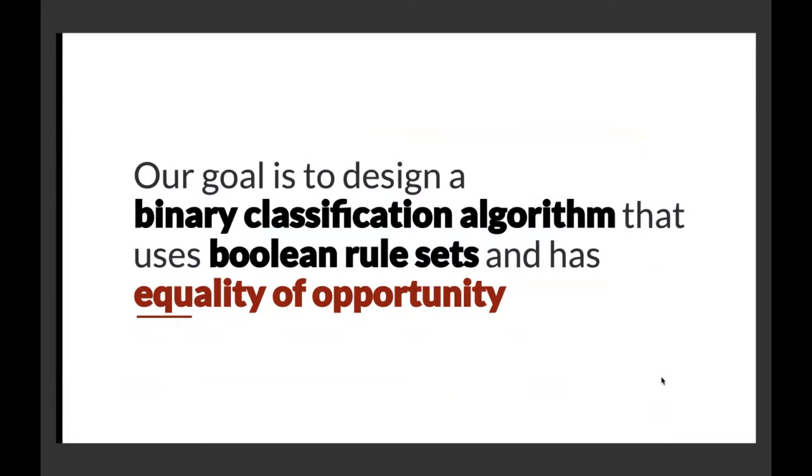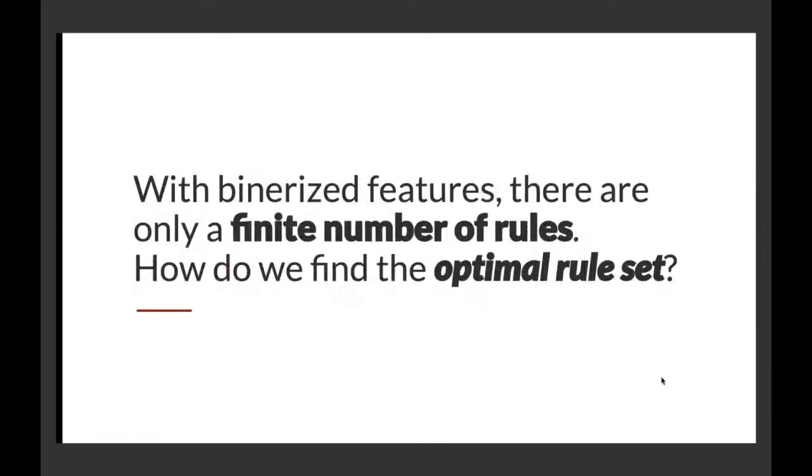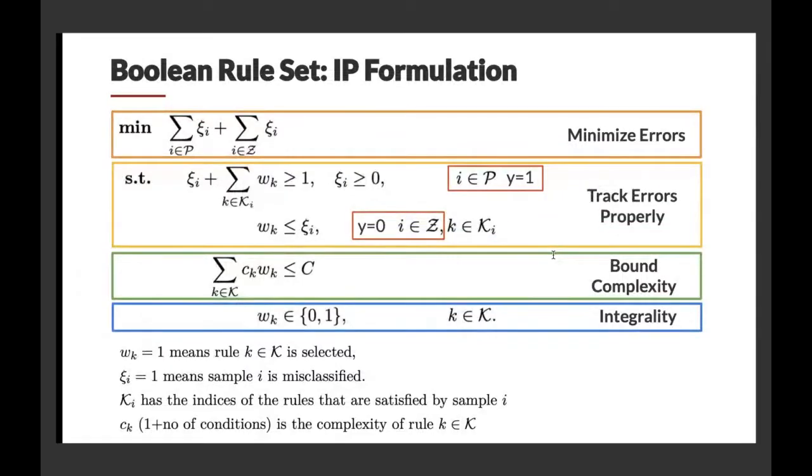We're going to be trying to build these Boolean rule sets for binary classification under this constraint of equality of opportunity. So as I mentioned, because we're working in the space where we only have binarized features, there's only a finite number of rules. So the question really becomes, how do we find this optimal rule set? And for a few minutes, just suspend disbelief and assume that enumerating every possible rule isn't too onerous. So we're all operations researchers. The next step is to put this into an IP formulation.